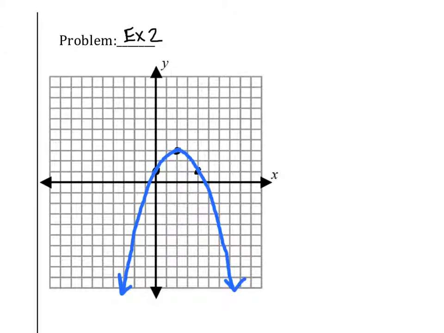Example 2. Again, I give you a parabola. The vertex form y equals a times x minus h squared plus k. We need to find our vertex, which looks like it's located where? 2, 3. We need to find some other point. Doesn't matter what other point you use. I've given you 2 other points as options. Which one do you want to use? 0, 1.